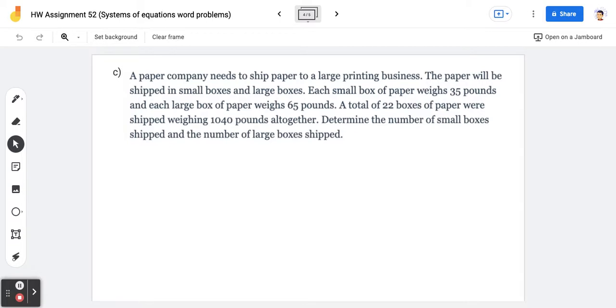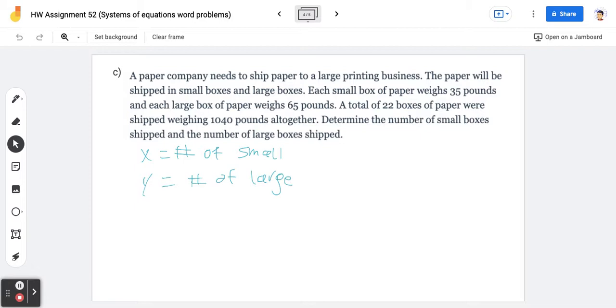Okay. So this looks like it's going to be representative of the amount of weight that each box is, and then just the number of boxes. All right, so what are our variables here? Determine the number of small boxes and the number of large boxes. Okay, so we can use S and L. I'm going to use X and Y. So X is going to be equal to the number of small, but we're talking boxes, and Y is equal to the number of large. We're talking boxes.